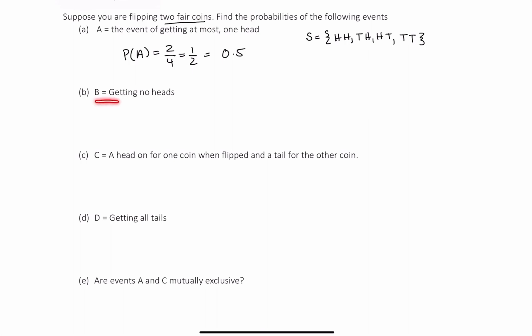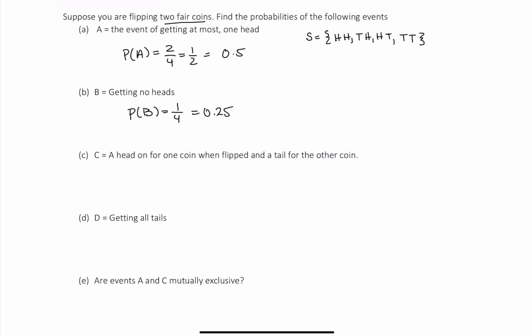Next, let's look at B, getting no heads. So there's only one way to get no heads, and that is if both coins come up tails. So the probability of B is equal to 1 out of 4, which is 0.25.